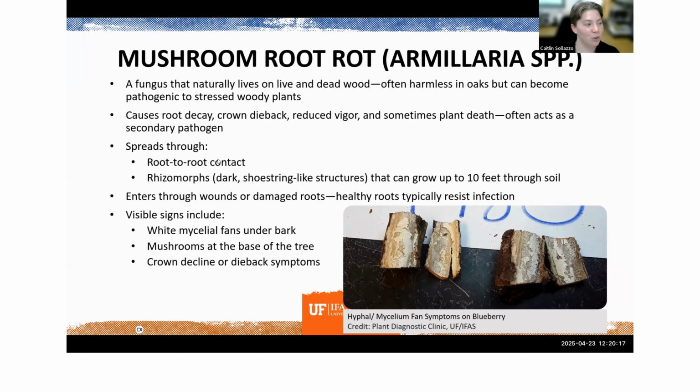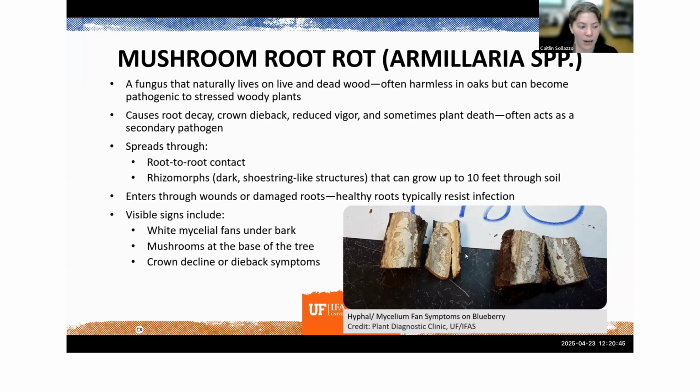It spreads through root-to-root contact and rhizomorphs. I'll show a picture of them. They look like roots, but it's just thick clumps of hyphae all clumped together so that you can actually see them with your eye. And they kind of are moved through the soil. So it's kind of like the mycelium, but it's thicker, tougher ones that move from tree to tree pretty much.